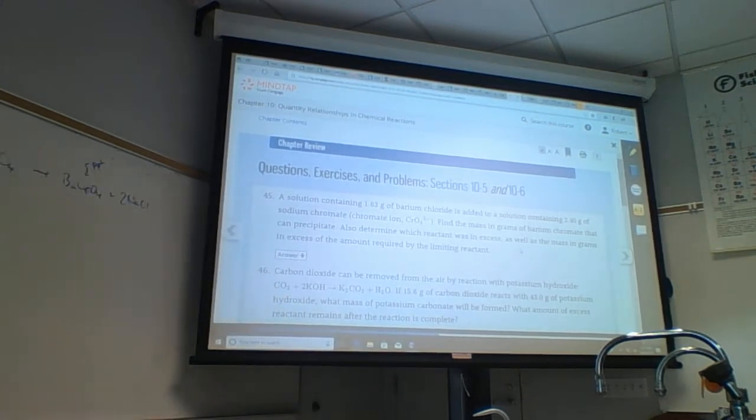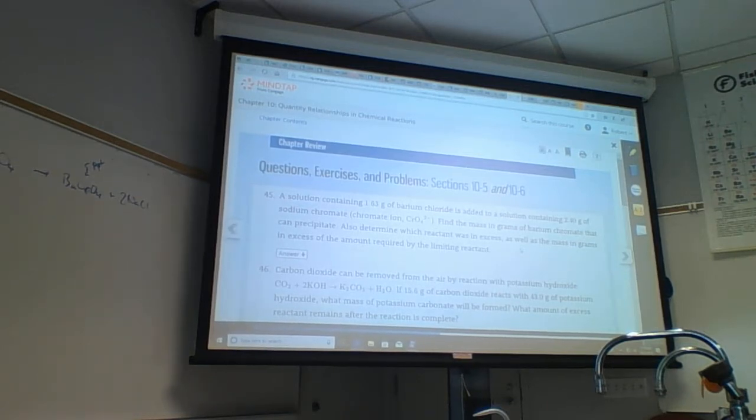So what we're going to add is barium chloride. We're going to have 1.63 grams here. And then the sodium chromate, we're going to have 2.40 grams. Can you tell by looking at this, is this stoichiometric or do we have excess, limiting? We can't tell. So what we're going to do is figure it out.